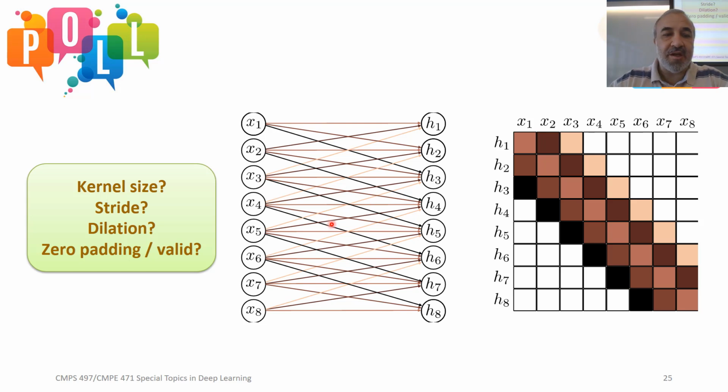So we talked about the dilation. How about dilation? Are we skipping any? We are not, right? We are not skipping between the weights. We are not skipping any elements of the input. So dilation is 0.